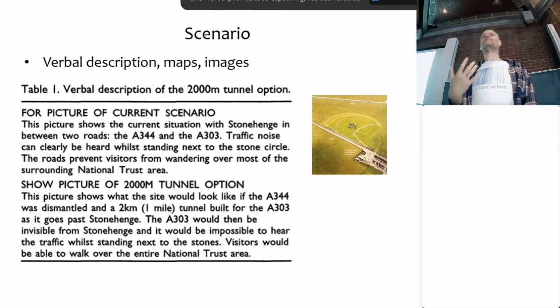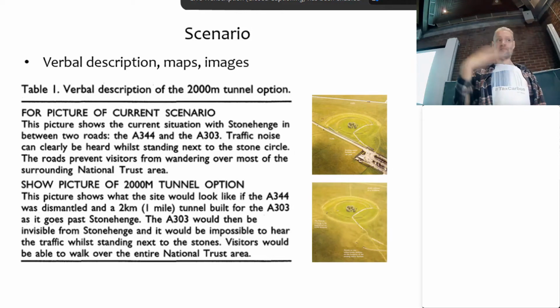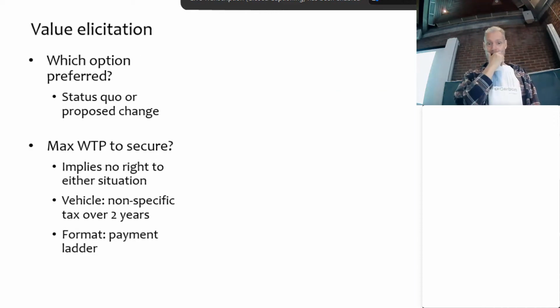So you show the pictures as well as the text, right? This picture shows the current situation with Stonehenge in between two busy roads, and so on. And then you show them the alternative. It would look much better. Roads have gone underground, and so on and so forth, right? So this is how you would describe it.